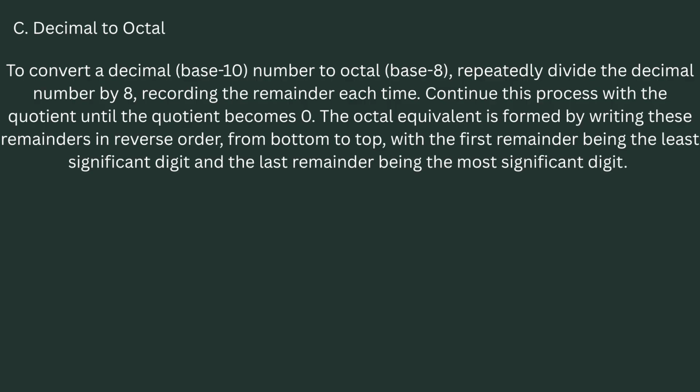C. Decimal to octal. To convert a decimal, base 10, number to octal, base 8, repeatedly divide the decimal number by 8, recording the remainder each time. Continue this process with the quotient until the quotient becomes 0. The octal equivalent is formed by writing these remainders in reverse order from bottom to top, with the first remainder being the least significant digit and the last remainder being the most significant digit.